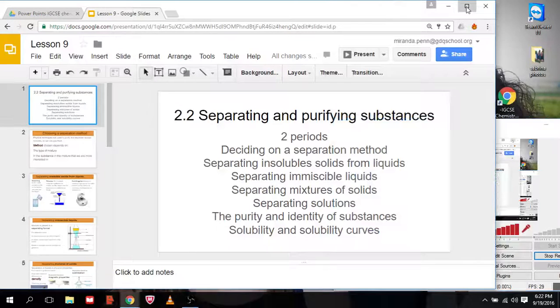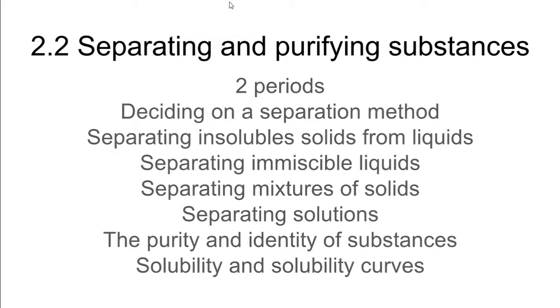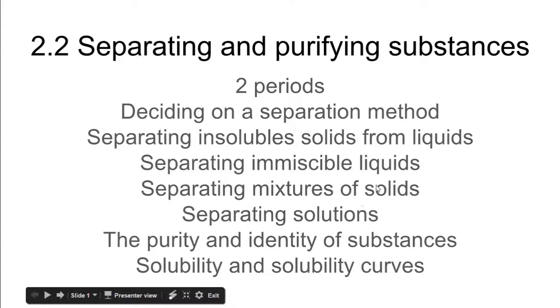Next two periods, we're going to see different methods of separating mixtures. And we are going to talk first about the factors that influence the method we choose. And we are going to see different methods of separating insoluble solids from liquids, immiscible liquids, mixture of solids, solutions, and talk about the purity and identity of substances and explain the solubility and solubility curves.